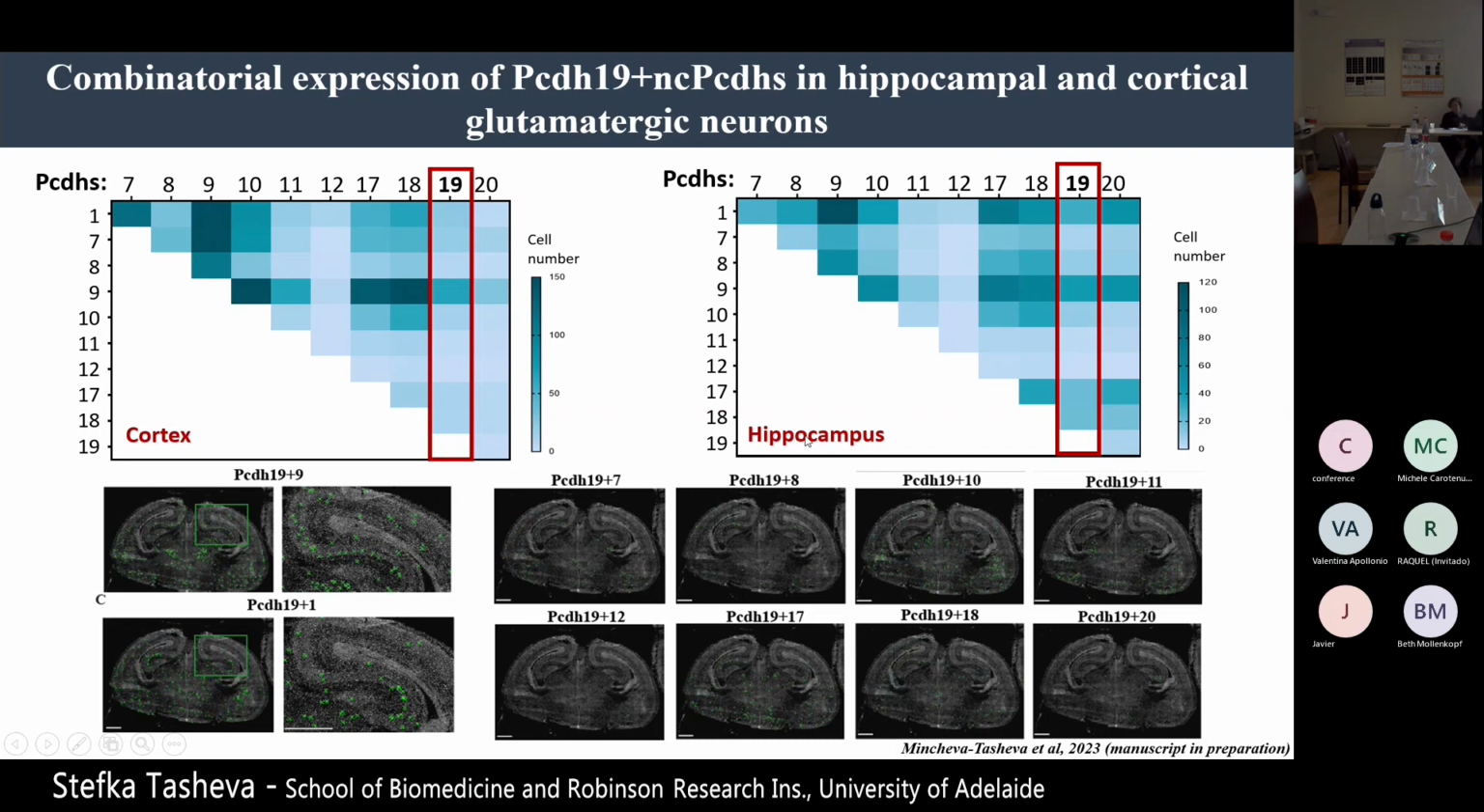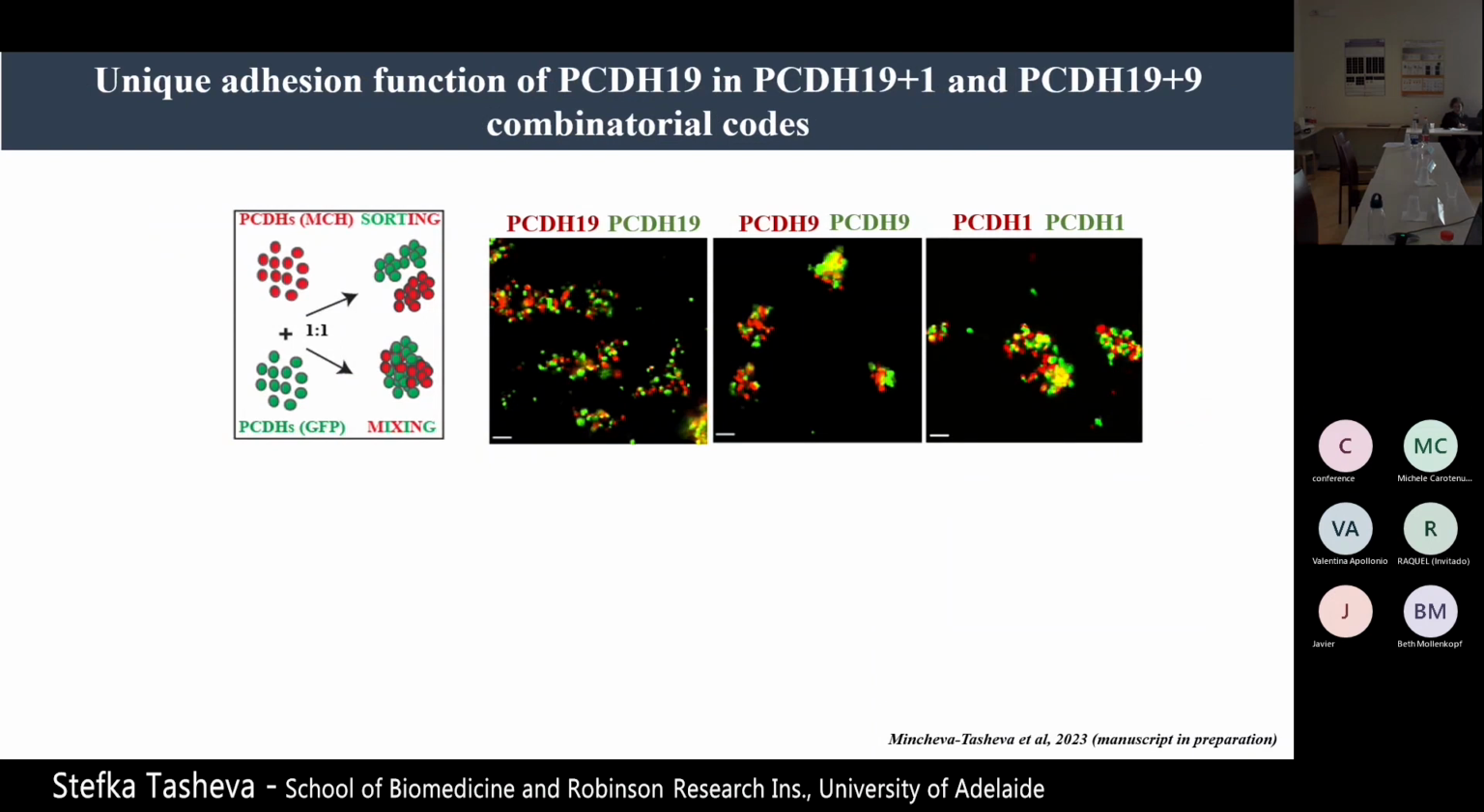For the next part of my presentation, I will be focusing mainly on the interaction between PCDH19 and 1, and PCDH19 and 9, because in our lab we have previously shown the interaction between 19 and 17 and 19 and 18. So firstly, we wanted to evaluate what's actually the role of PCDH19 in the combinatorial code formed by PCDH19+1 and PCDH19+9.